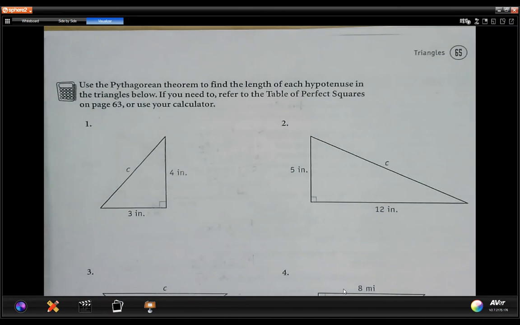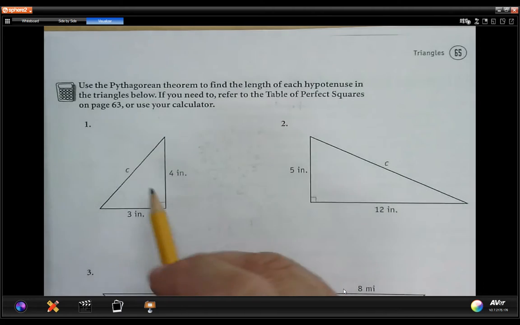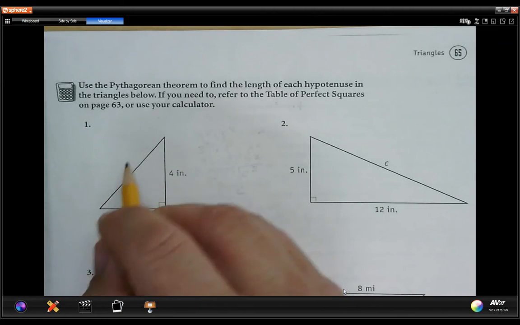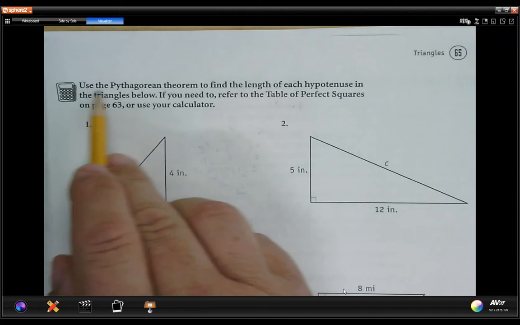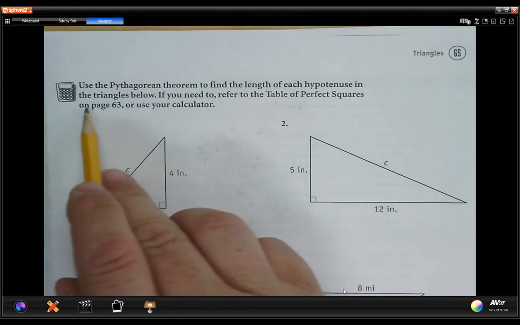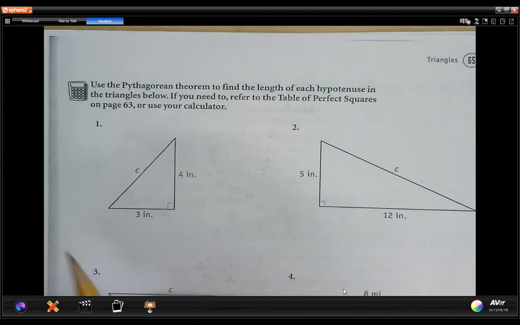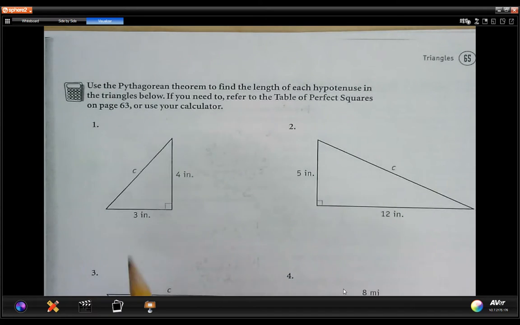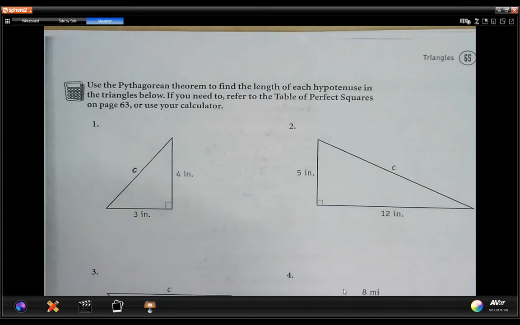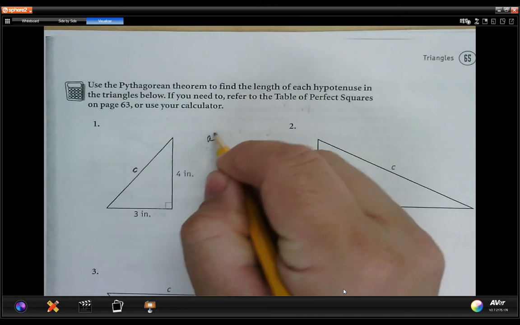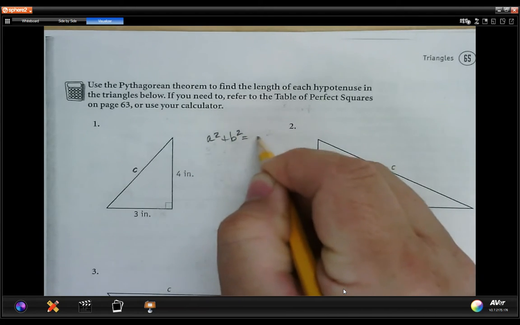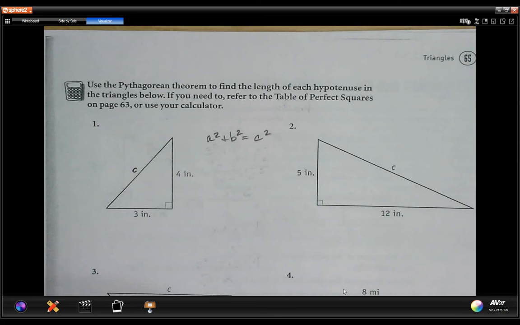Okay, so for number one here, notice it says that we're looking for the hypotenuse. Use the Pythagorean theorem to find the length of each hypotenuse in the triangles below. So on all these particular examples on this page, we're going to be looking for C, which is the hypotenuse. So one of the first things I would encourage you to do is to go ahead and write down your formula every single time. That'll help you to remember it. So a squared plus b squared equals c squared is what we're doing, okay?